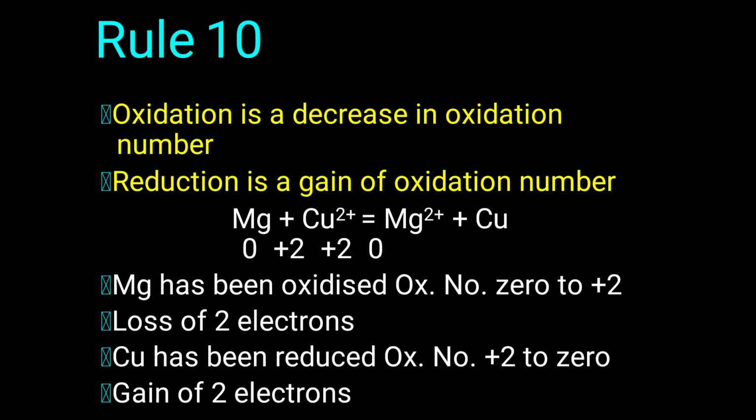For example, take this reaction: magnesium plus copper 2 plus, which gives magnesium 2 plus and copper. Here magnesium is in its free state, so its oxidation state is 0. Copper is plus 2. So it is 0 and plus 2. After the reaction, magnesium became plus 2 and copper became 0. So here copper decreased from plus 2 to 0. Copper has undergone reduction, magnesium has undergone oxidation.